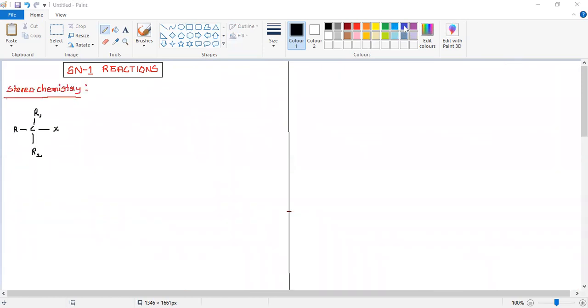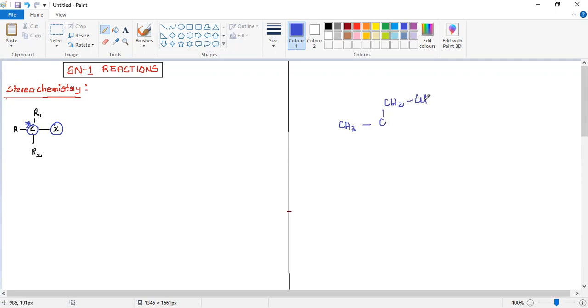So here you are observing one of these compounds. By observing this compound you can assume that this is the halogen, and this carbon is attached to R1, R2. That means different alkyl groups are there. Different alkyl groups means this carbon can simply be called a chiral carbon, isn't it? Because now it is attached to four different atoms or groups.